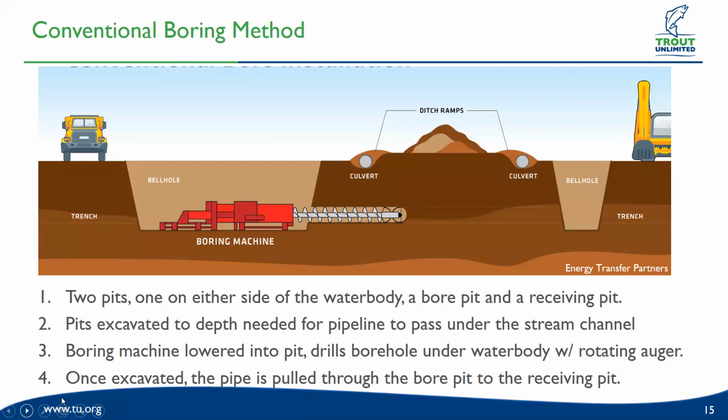So a little bit more about the conventional boring method. You have a pit on either side, the bore pit and the receiving pit. The pits are excavated to whatever depth is needed for the pipeline to pass under the stream channel. And then the boring machine is lowered into the pit and drills a borehole under the water body with a rotating auger. And then once excavated, the pipeline is pulled through the bore pit to the receiving pit.